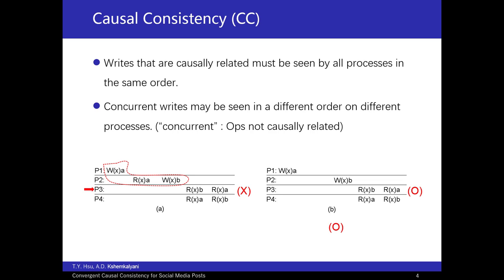In figure A, a data store is not causally consistent. Two write operations in P1 and P2 are causally related because value B is the result of the computation involving the read operation to read value 8 from variable X in P2. However, P3 violates that ordering because it reads value 8 after reading value B. In figure B, the data stored is causally consistent. Write operations in P1 and P2 are concurrent.